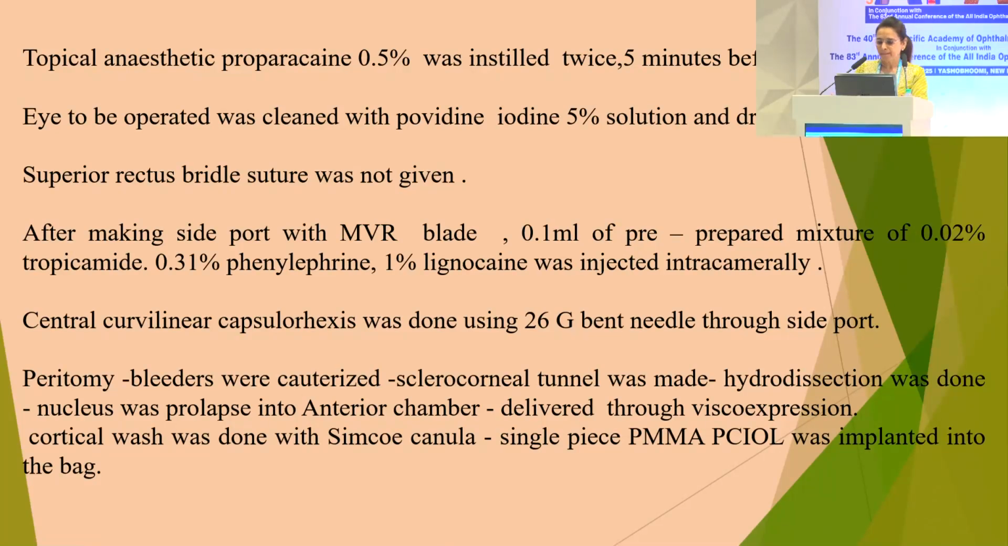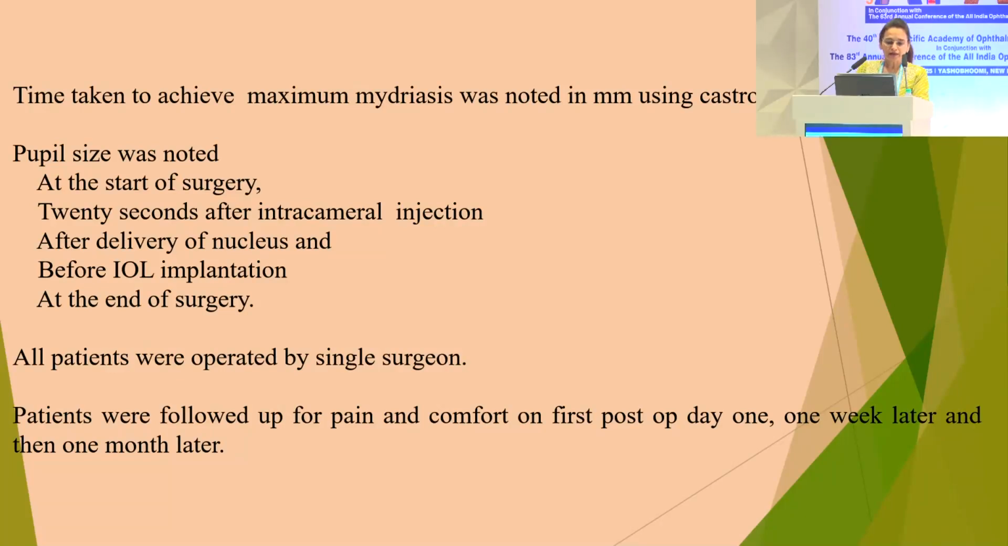A frown shape incision was given, and the size was about 5 to 6 mm. Depending on the grade of the nucleus, delivery was done through viscoexpression, and after cortical wash, a single piece PCL was implanted. All the patients were operated by a single surgeon, and the time taken to achieve mydriasis was noted in mm using a Castroviejo caliper.